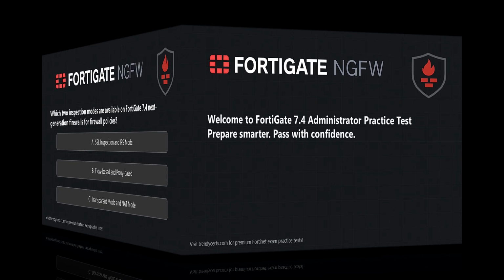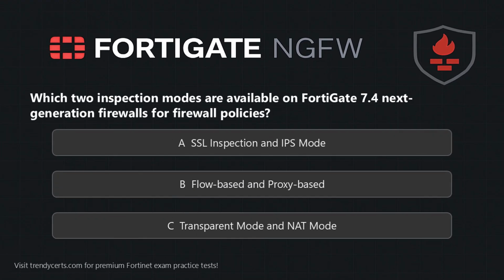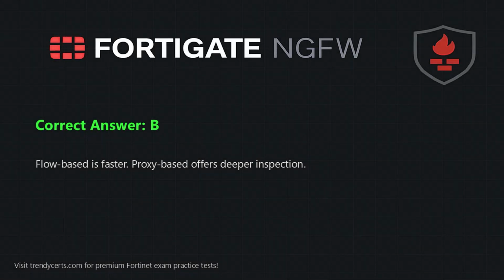Let's begin. Which two inspection modes are available on FortiGate 7.4 next generation firewalls for firewall policies? Option A, SSL inspection and IPS mode. Option B, flow-based and proxy-based. Option C, transparent mode and NAT mode. The correct answer is option B, flow-based and proxy-based.